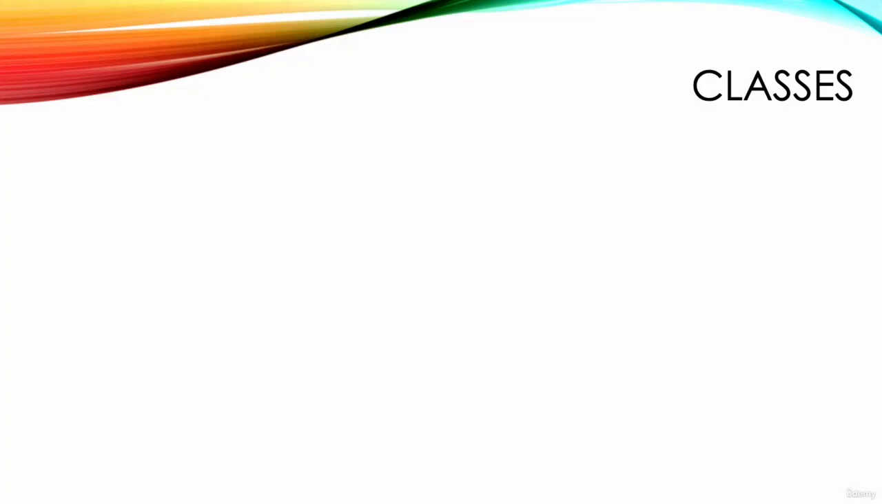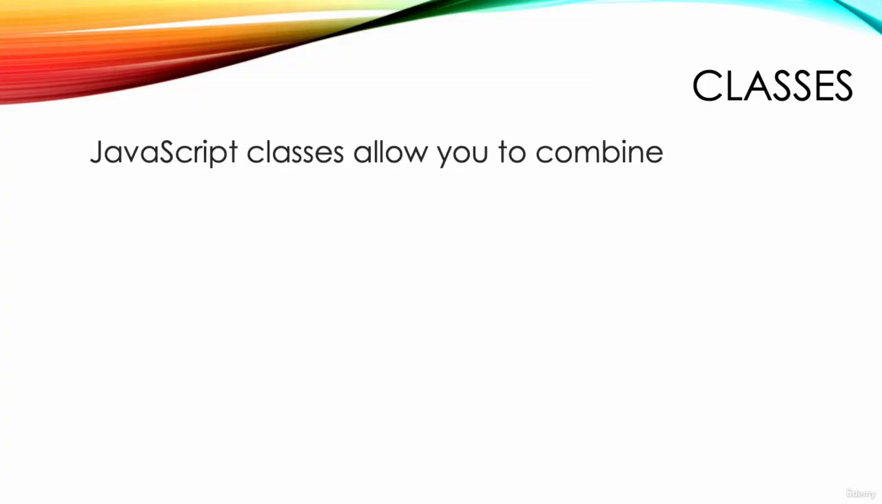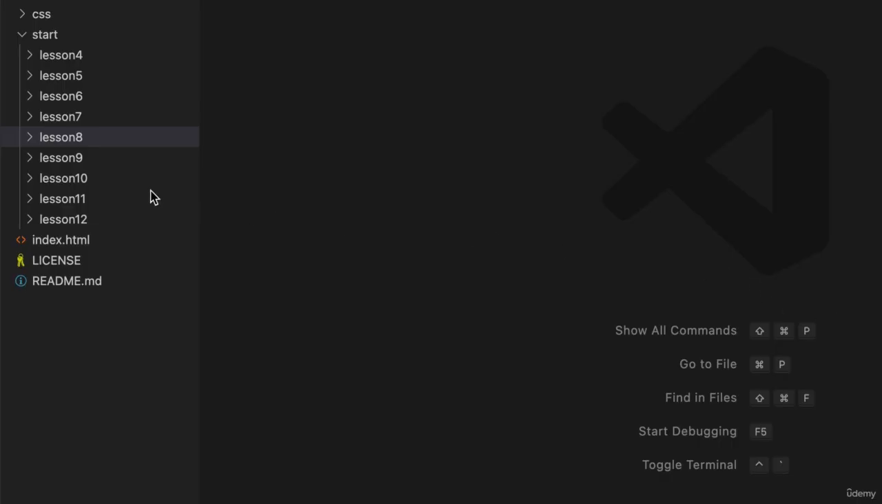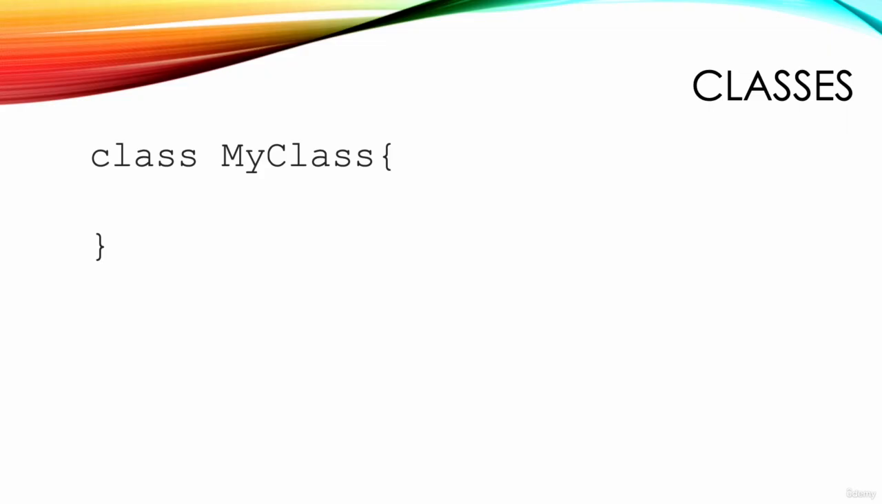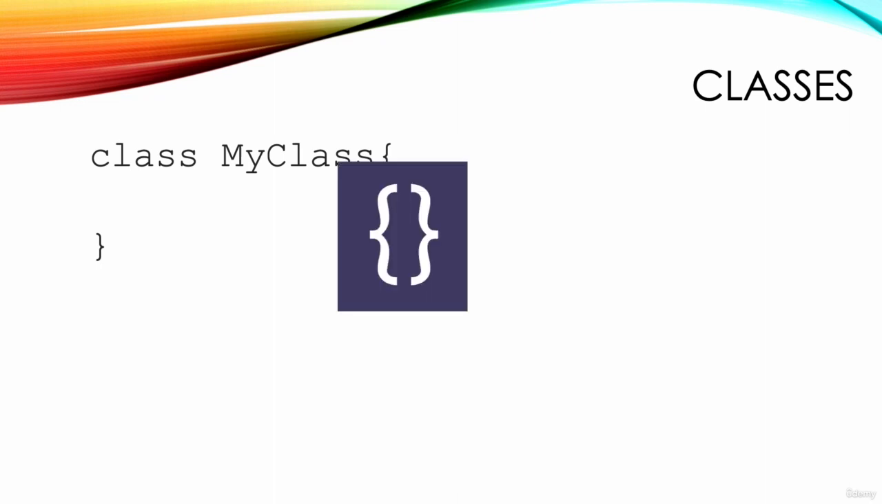Classes. JavaScript classes allow you to combine properties and methods. To code along with this lesson, open the file index.html in the folder Start Lesson 8. To create a new class, you use the keyword class, then the name of the class you're creating followed by curly braces. JavaScript's a big fan of curly braces.